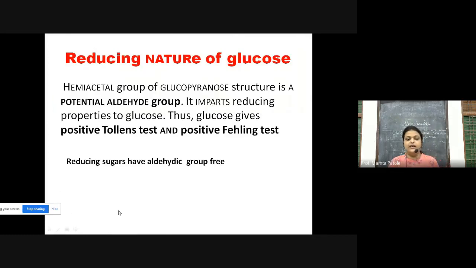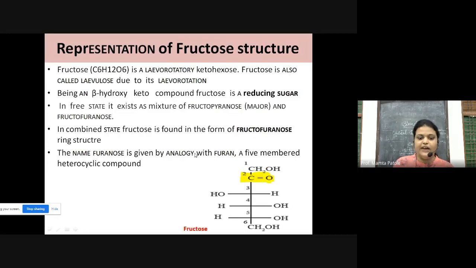Now we'll talk something about the reducing nature of glucose. See, the hemiacetal group of glucopyranose structure is a potential aldehyde group. We know the hemiacetal group of glucopyranose is an aldehyde group. So it imparts reducing properties to glucose. Thus glucose gives positive Tollens test and positive Fehling's test. Reducing sugars have an aldehyde group which is free. This point you have to remember.